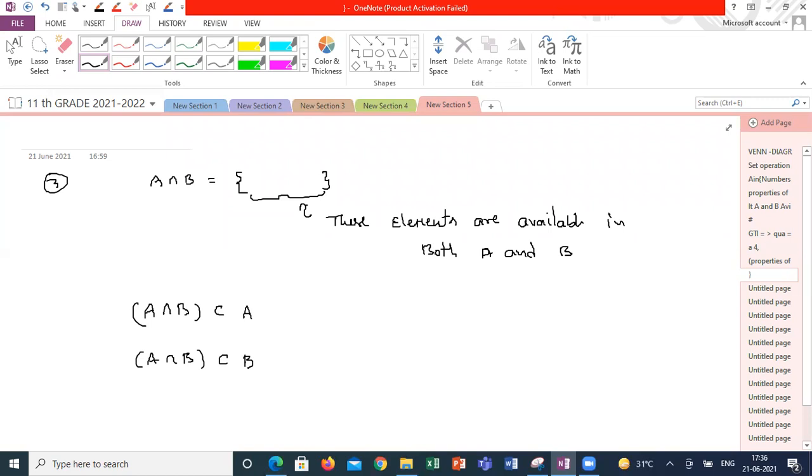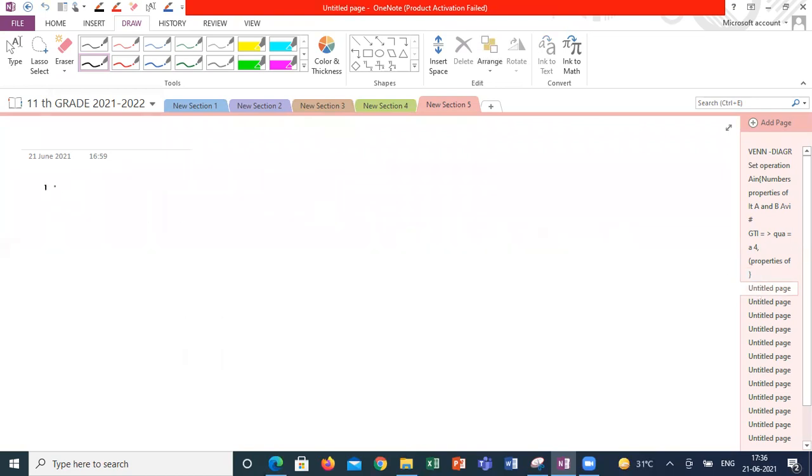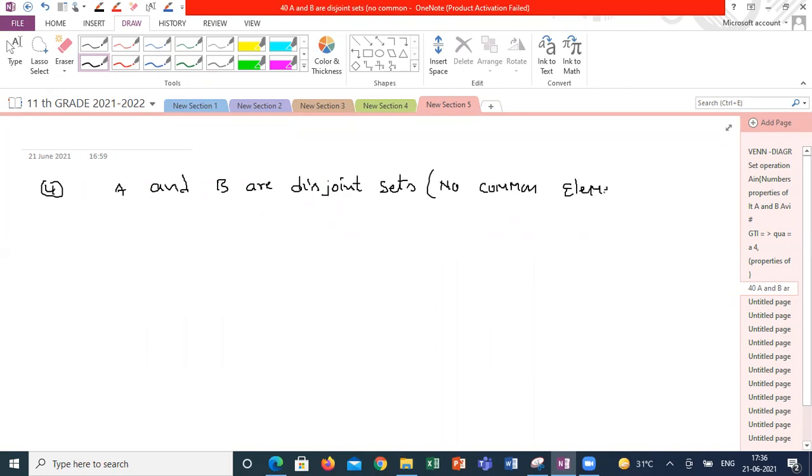What is the meaning of disjoint sets? The sets which don't have any elements in common. A and B are disjoint sets. The meaning of disjoint sets is no common elements. Then what is A intersection B, guys? Null set.